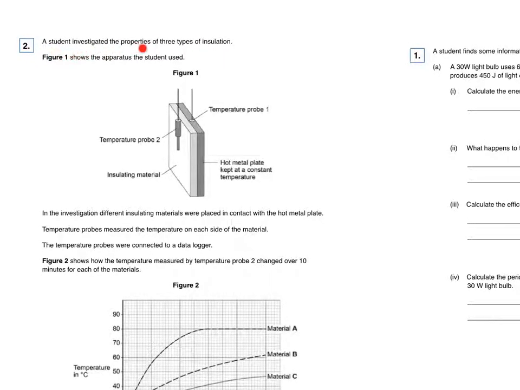The student investigated the properties of 3 types of insulation. Figure 1 shows the apparatus the student used: temperature probe 2, temperature probe 1, hot metal plate kept at a constant temperature, insulating material. In the investigation, different insulating materials were placed in contact with the hot metal plate, with temperature probes measuring the temperature on each side of the material. The temperature probes were connected to a data logger. Figure 2 shows how the temperature measured by temperature probe 2 changed over 10 minutes for each of the materials.